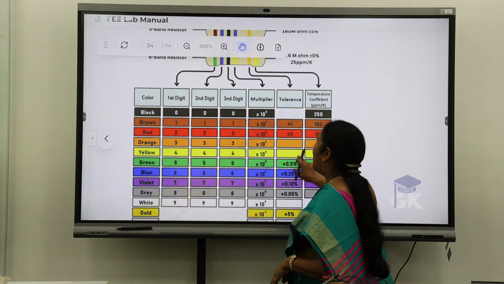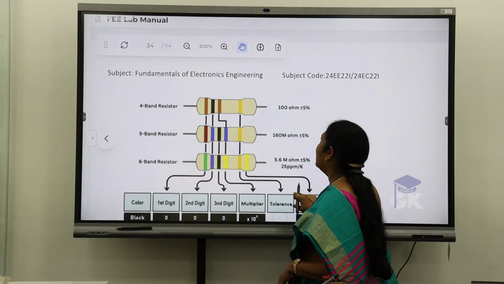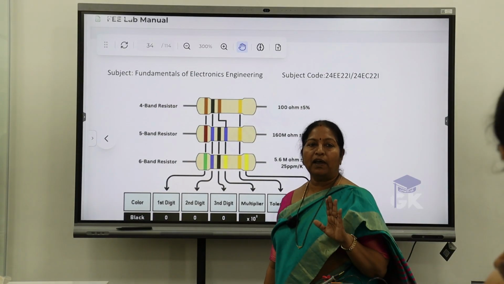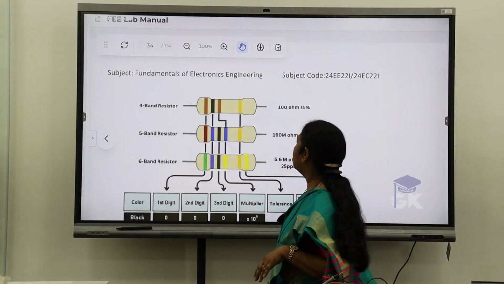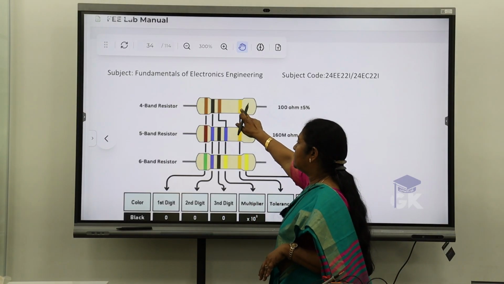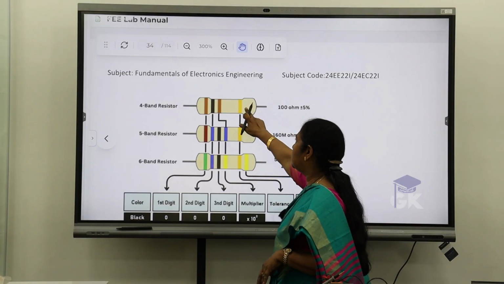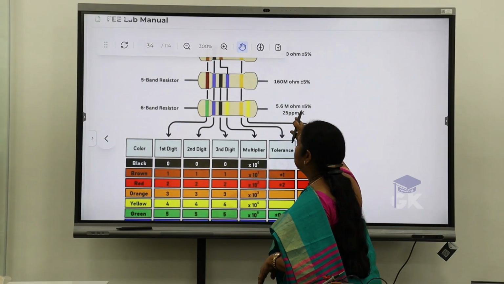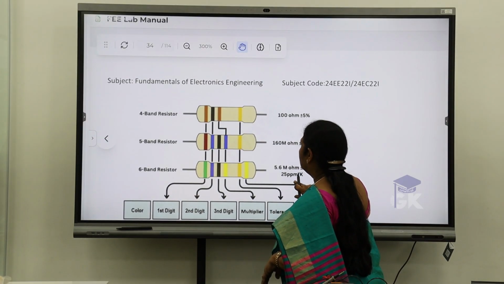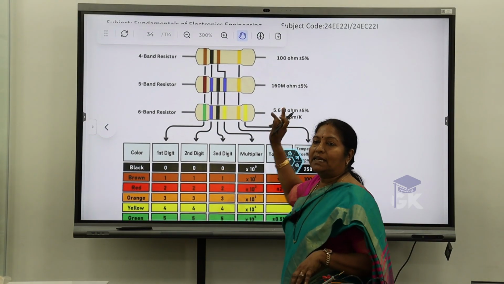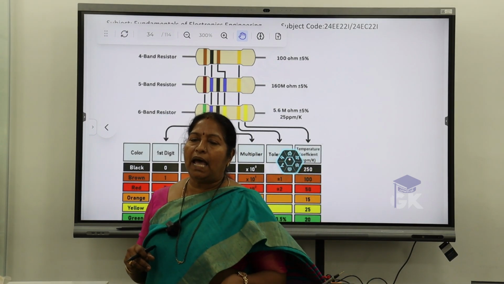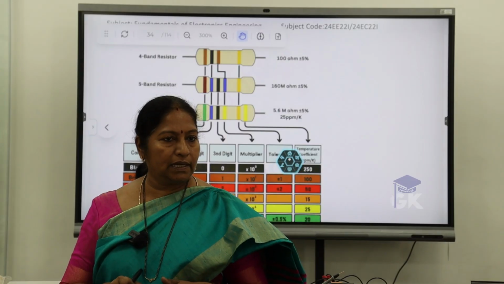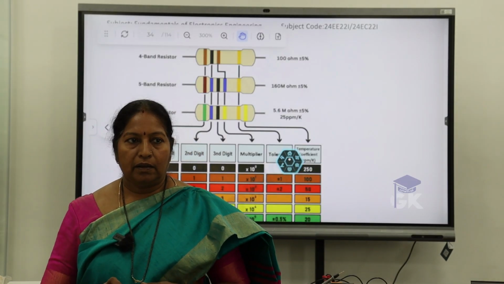Got it now? Now coming to the last band. This is nothing but the tolerance. If only one band has been given, it is for tolerance. So look at this. Both the 4-band resistor and the 5-band resistor, you can see that yellow has been given, right? What is the value of yellow? Yellow or orange or other? Gold. Sorry, gold. Normally tolerance will be given as a gold color or silver color. Look at your resistors. What is this one given? Gold color. Others?